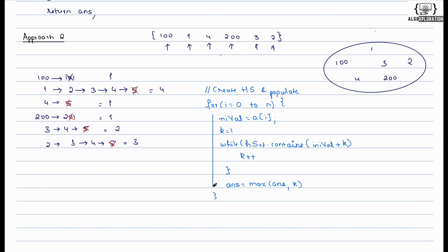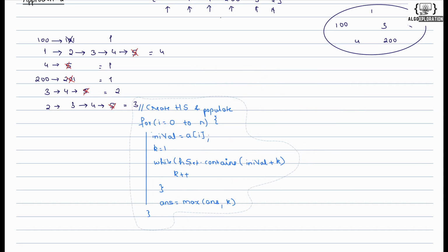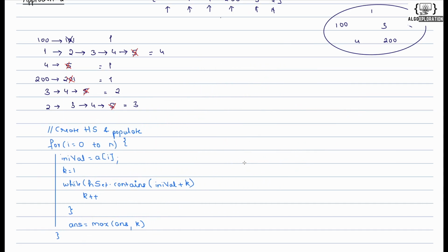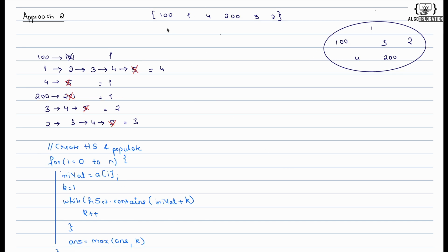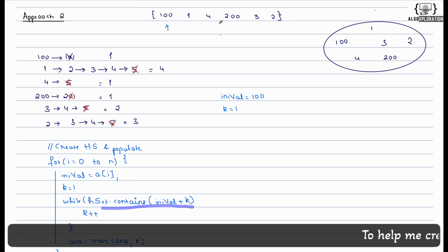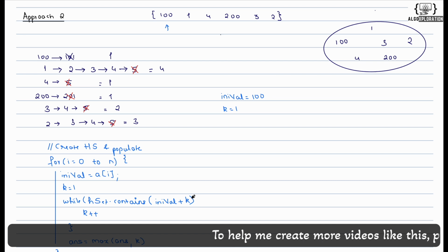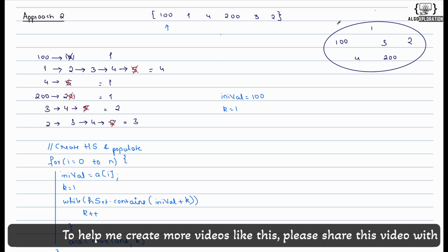So this is the approach. Let's try to dry run this code so you will get a clear picture. First of all, I have populated this hash set. Now i is pointing to 100. So the initial value is a of 0, that is 100. Value of k is 1. I'm going to check whether hash set is containing initial value plus 1, that is 101, in the hash set. I can see that 101 is not present.